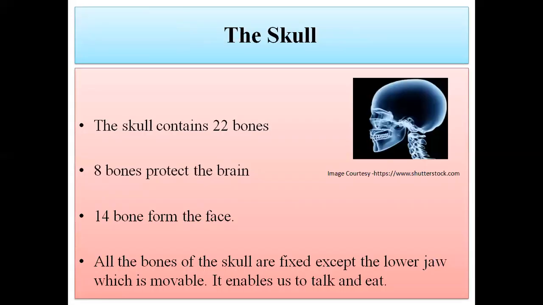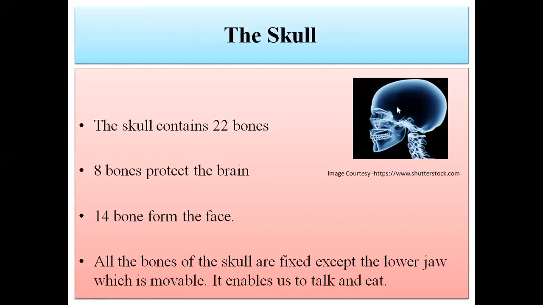The most important part of our skeletal system, children, is the skull. See here in this picture, you can see the skull. It is a hard structure. The skull contains 22 bones. 8 bones protect the brain. 14 bones form the face. All the bones of the skull are fixed except the lower jaw, which is movable. It enables us to talk and eat.